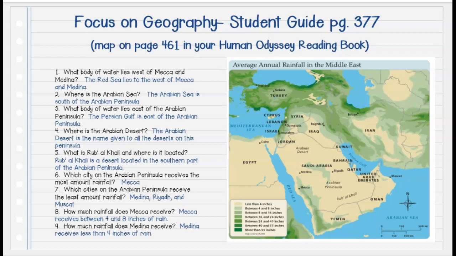And again, you can use this map to look at these places that I'm describing. You can always pause this video. Which city on the Arabian Peninsula receives the most amount of rainfall? That would be Mecca. Which cities on the Arabian Peninsula receive the least amount of rainfall? That would be Medina, Riyadh, is it Riyadh? I probably pronounced that slightly incorrectly, and Muscat. How much rainfall does Mecca receive? Mecca receives between 4 and 8 inches of rain. And then how much rainfall does Medina receive? Medina receives less than 4 inches of rain.